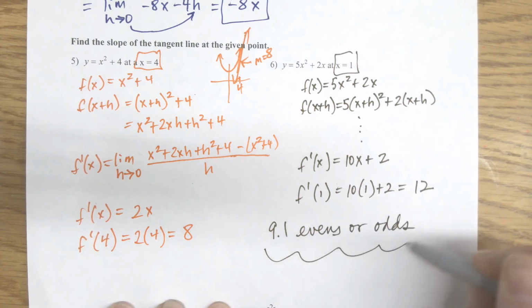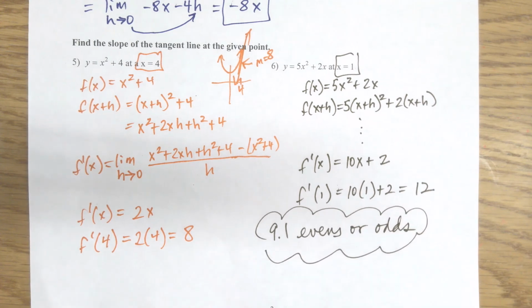Please do 9.1 evens or odds. And then when we get together again, if you have any questions, we can go through those at that time.